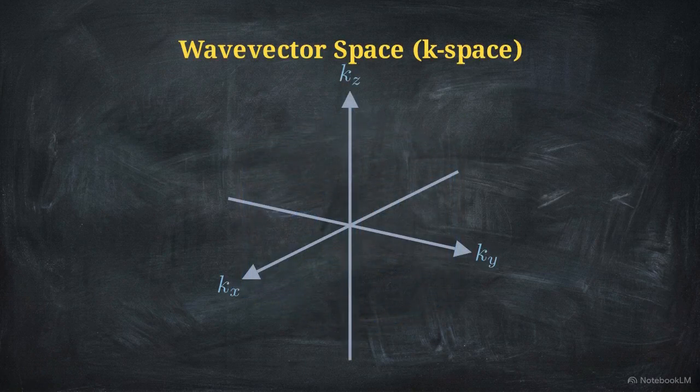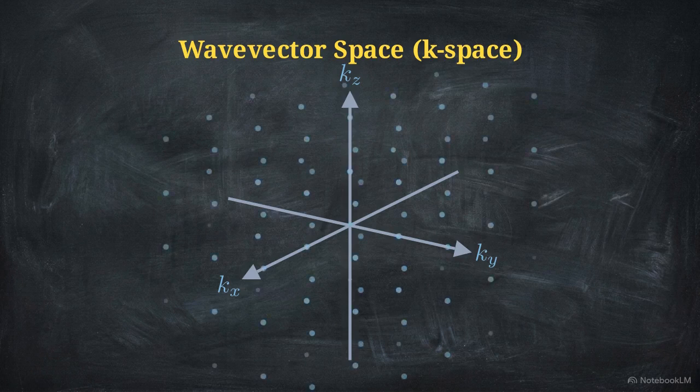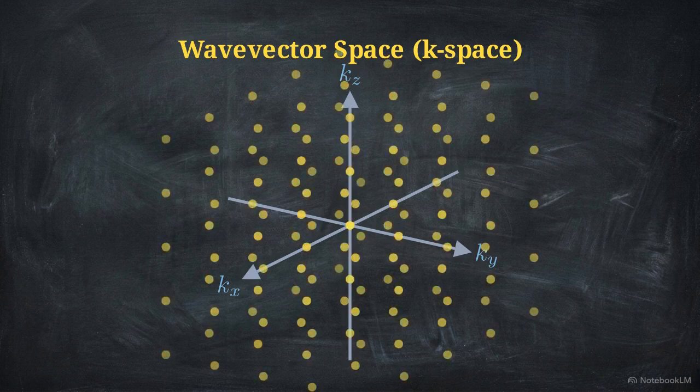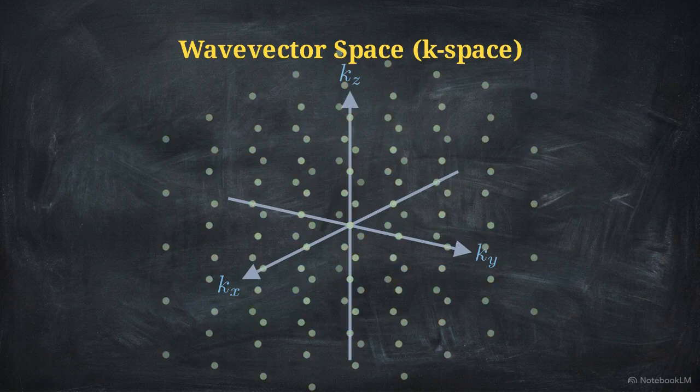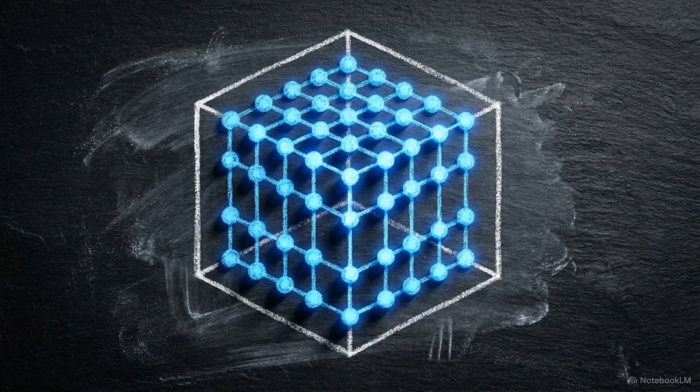This is K-space. In this coordinate system, a point represents a specific momentum, not a physical location. The quantum states are these discrete points. Because the metal has finite dimensions, the electrons are restricted to these specific, countable coordinates. Confining the electrons to a macroscopic box forces their quantum states into a rigid grid in K-space.